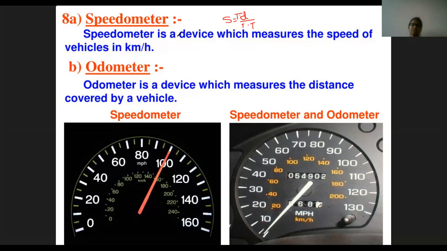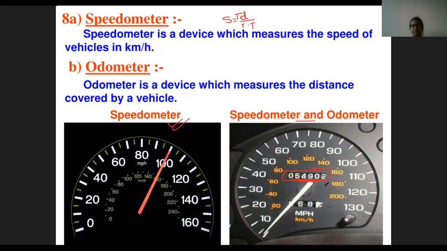So in the case of your cars, you can see the instruments called the odometer and the speedometer. See here the speedometer of the car. Here you can observe both the speedometer and the odometer. Here you can see the readings and markings. This is the odometer, which shows how much distance is moved by the car, and we can see it on this dashboard. And here you can see kilometer per hour.